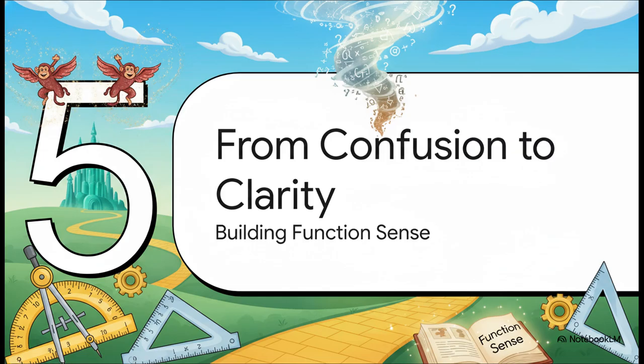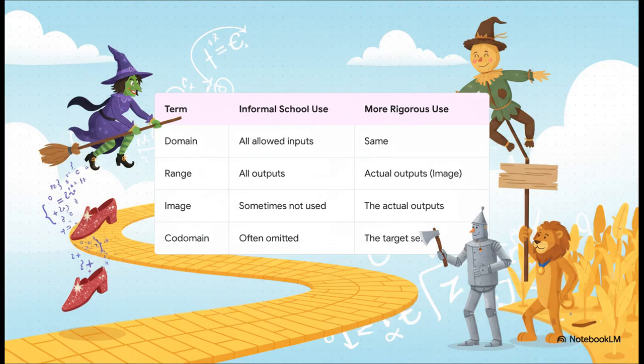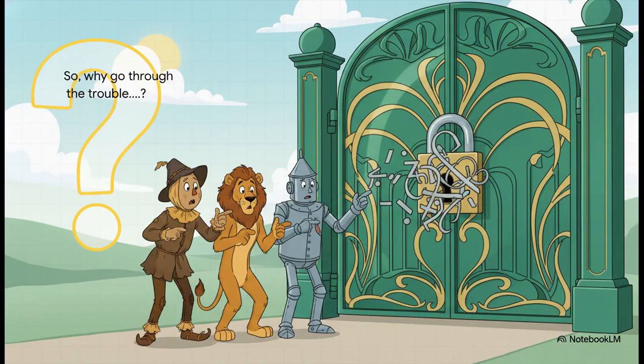All right, let's bring it all together. We have our tools. Now let's see how using them correctly helps us move past all that earlier confusion and into a state of, well, real function clarity. This little table is super helpful. It basically acts as a translator between the casual language we often use in school and the super precise terms needed for higher-level math. The big one to notice is how range is often used informally to mean the actual outputs, but in more rigorous math, we call that the image to distinguish it from the codomain, which is the whole target area.